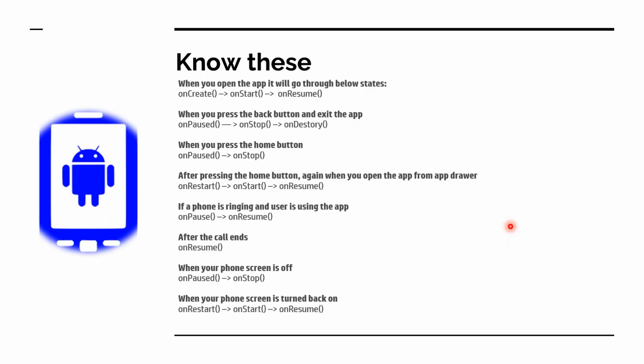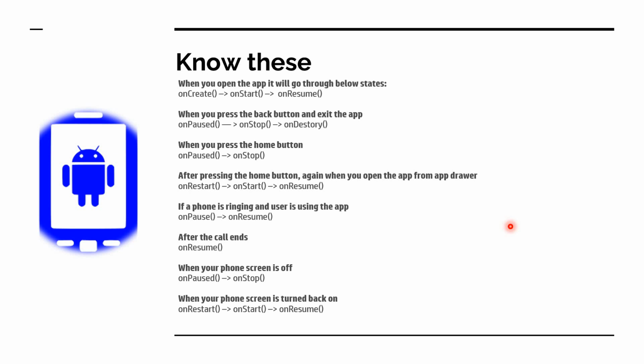Now, very simple. I'm giving you a set of things which can be related to the process that you do with the phone. What will happen when you open the app? It will go through the normal states of on create, to on start, to on resume. When you open the app, it goes through on create first, then on start, then on resume.